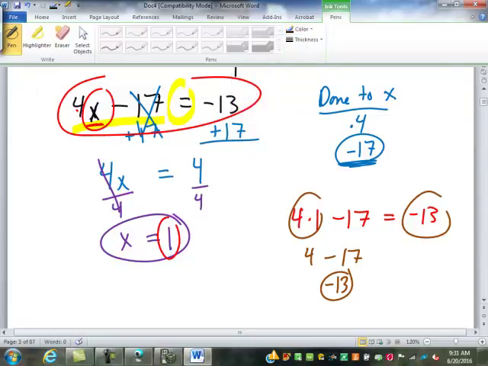So it says negative 17. Yep. Does that mean then we minus the 13 from the 17? Nope, the 17 was subtracted here. So to get rid of it, we had to add the 17.